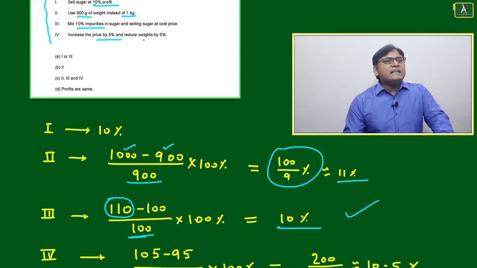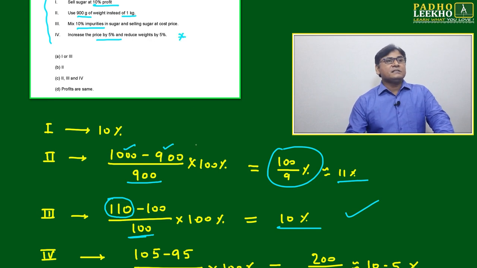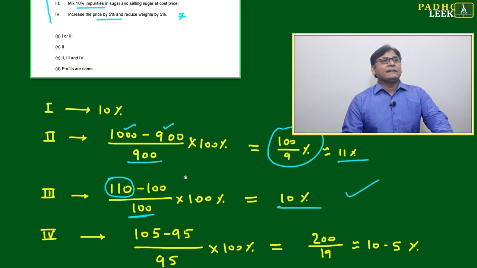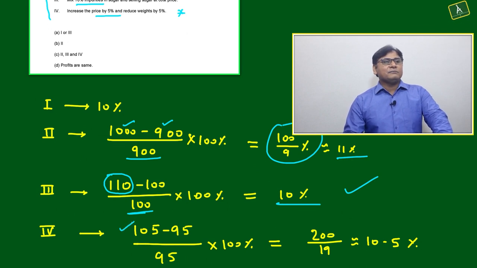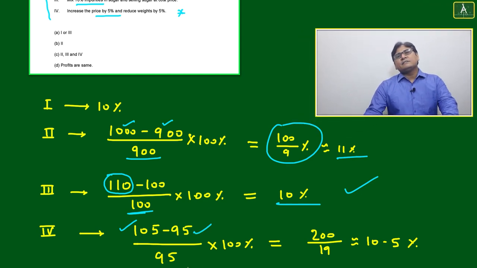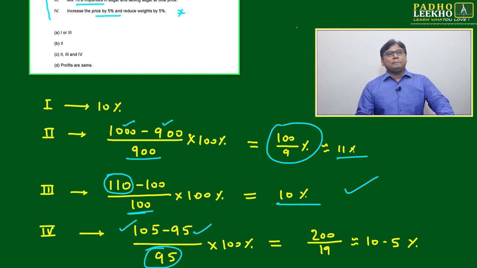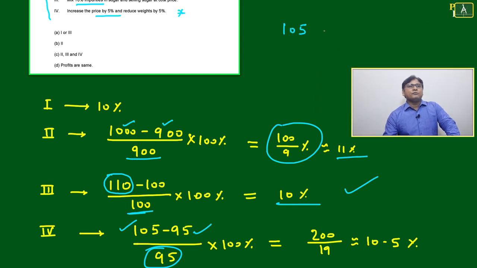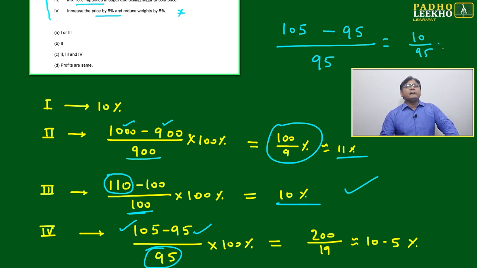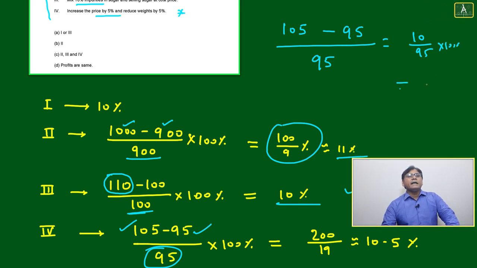Fourth: increase the price by 5% and reduce the weight by 5%. This is a good scheme. Mathematically, understanding it is not easy. Increase the price by 5%, it has become 105. Decrease the weight by 5%, it becomes 95, which means the base will become 95. So the profit is 10 by 95 into 100%, which will be around 200 by 19%, equivalent to 10.5%.